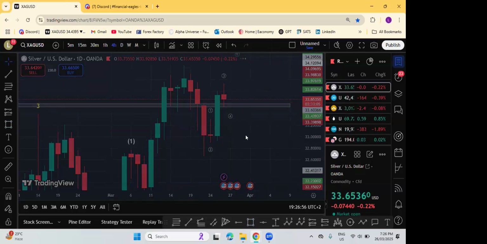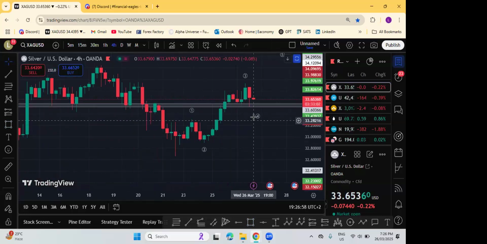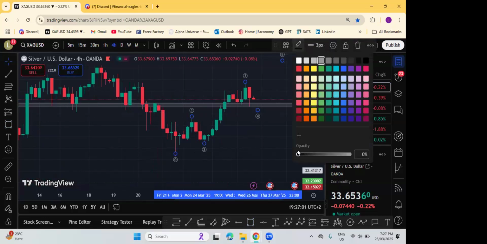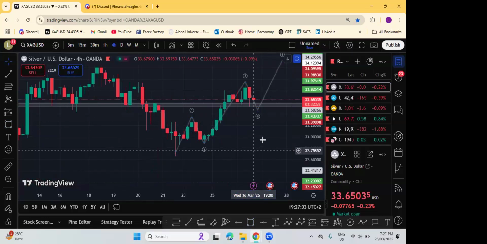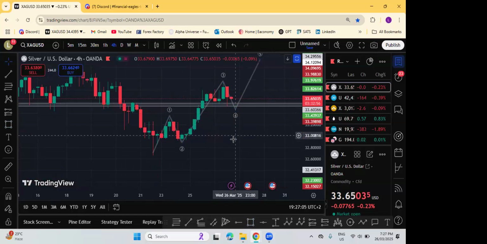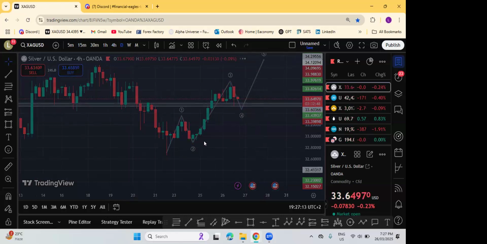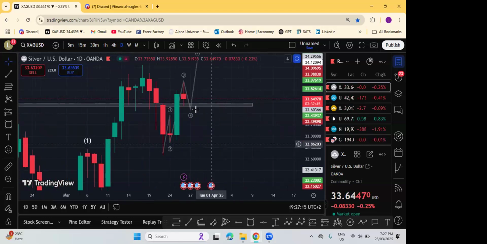But if you can remember how I do the combination, I'm not really that sure it will be going all the way down unless this Elliott wave is no longer valid. So it might be reaching over here and then going up. So we'll be seeing until tomorrow to see how the market will be reacting.